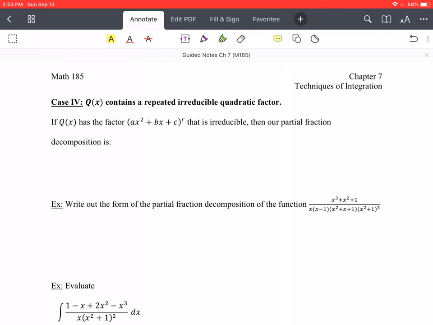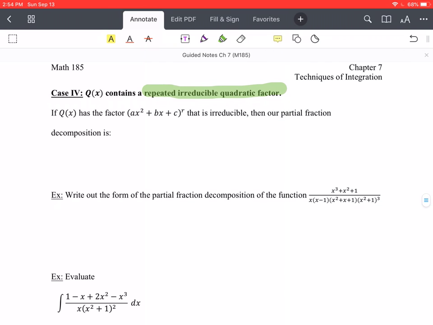All right, so for case 4, our final case for partial fraction decompositions, we've already looked at what happens if you have a distinct linear factor, what happens if you have repeated linear factors, and what happens if you have a distinct irreducible quadratic factor. Well, now the question is, what happens when you have a repeated irreducible quadratic factor? Okay? And the concept here is almost identical to what we saw in the previous cases.